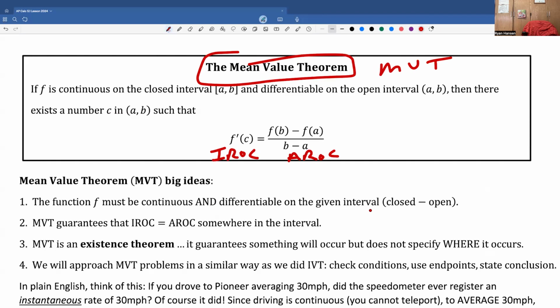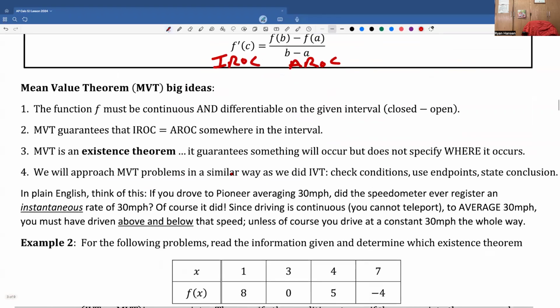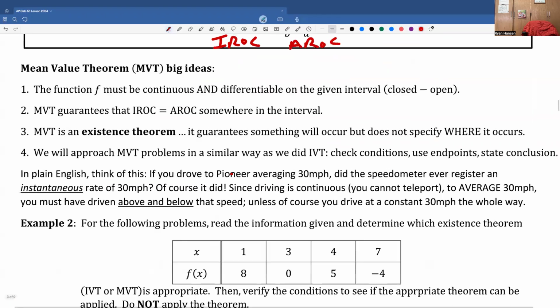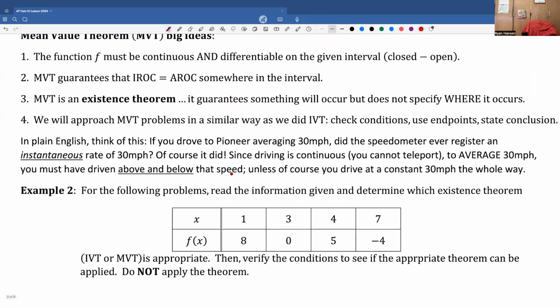Okay, the little bugaboo I have about this is that the prerequisite is continuous and differentiable, that's no problem, but the interval is closed and open respectively. That's a little bit of an annoyance. The MVT guarantees that the instantaneous rate equals the average rate somewhere in the interval. It's called an existence theorem. It guarantees something will occur, but does not specify where. Okay, and we'll approach this the way we approached the IVT. We'll check conditions, check endpoints, state the conclusion, etc. You kind of have to be very meticulous about this if it were an FRQ.